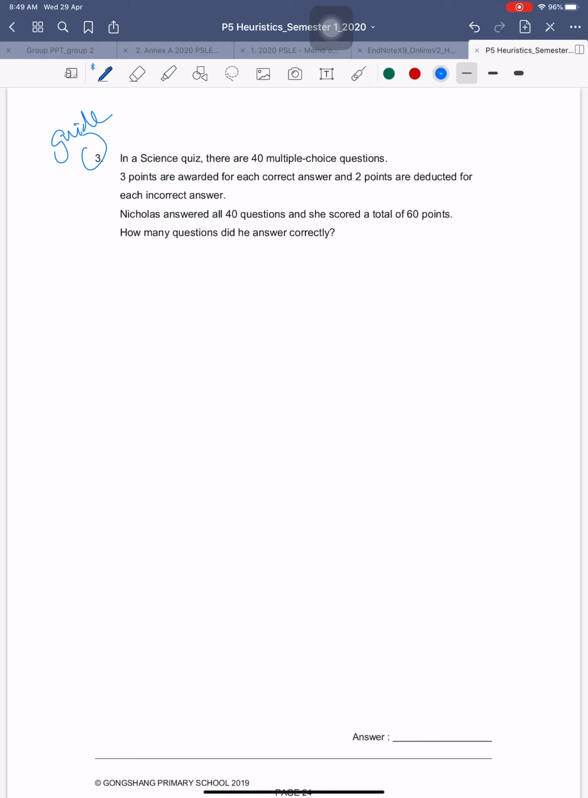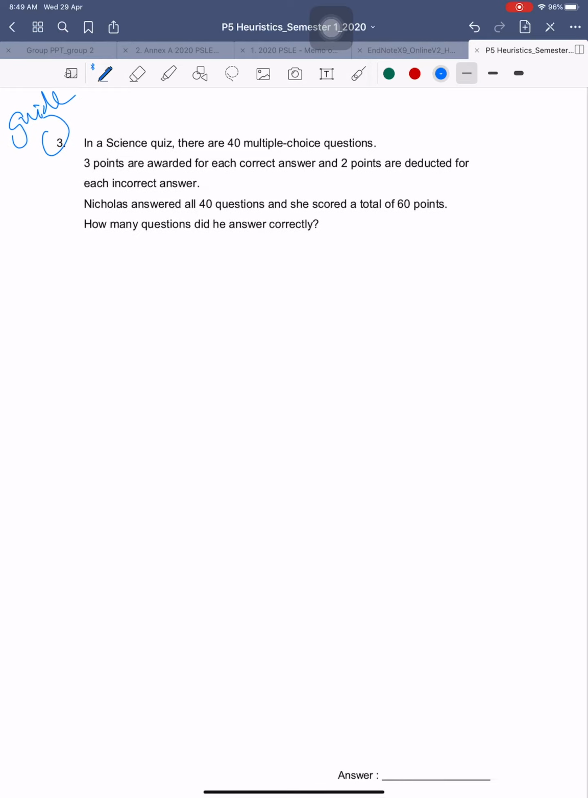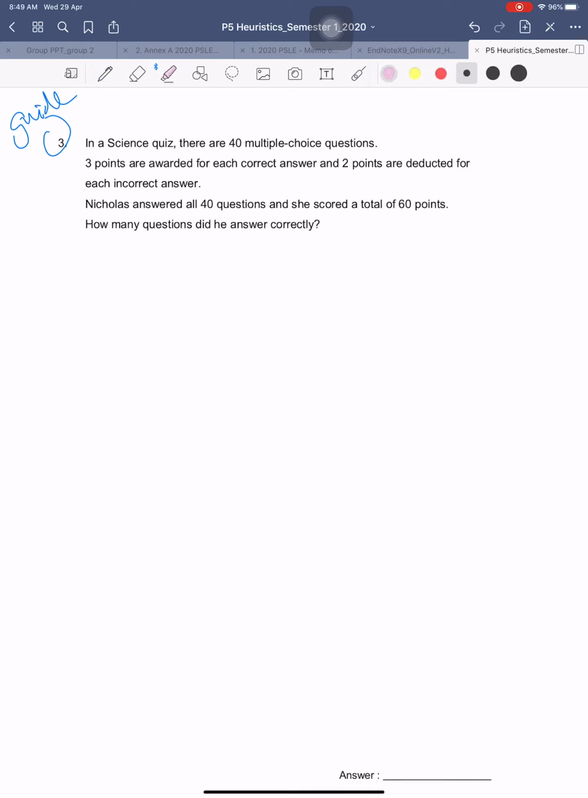Question 3 is a little bit different from question 1 and 2. Alright, okay, so what's the difference? Okay, you will see later, but there are still some conditions given to you.